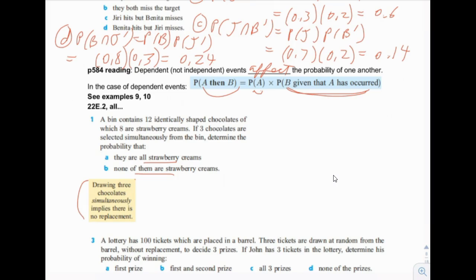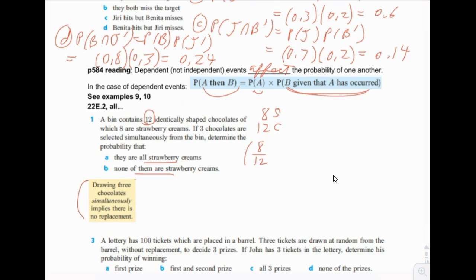So you have 12 at the beginning. You have 12 chocolates, right? And then you're going to have 8 strawberry within the 12 chocolates. Okay, 8 strawberry, 12 chocolates. If 3 chocolates are selected simultaneously, determine the probability that they are all strawberries. Okay, so even though you're selecting them simultaneously, we need to write the equation as if we drew them out one at a time. So the first one, the probability that it was chocolate, and we're going to multiply all these probabilities together.